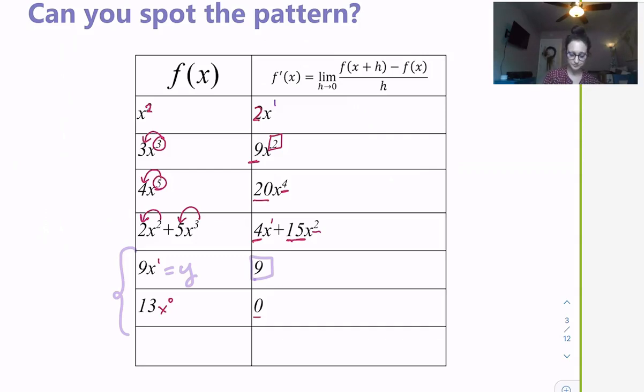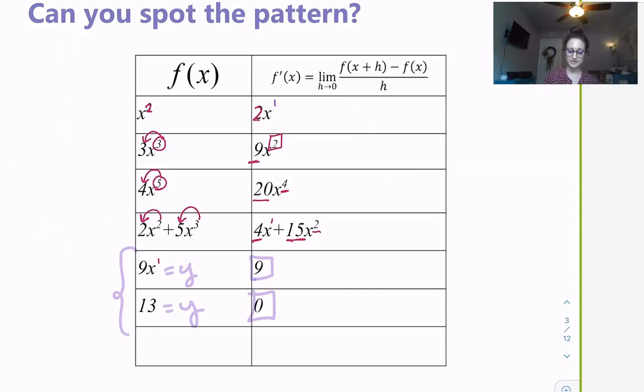Similarly here, is the one I was thinking about. Take a look at that. That's just y equals 13, so a horizontal line through the y-axis at 13. Its slope is always 0, so its derivative should always be 0.